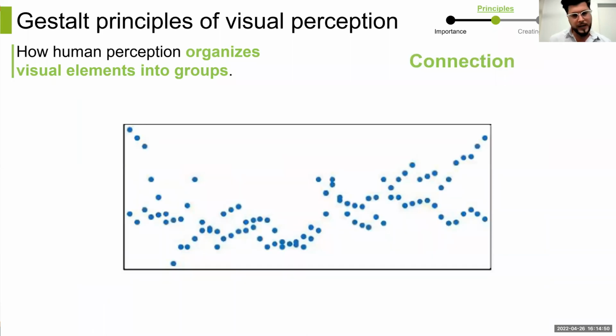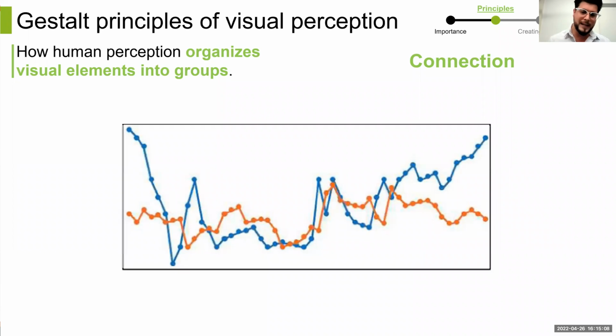Also, the concept of connection is when we perceive connected objects as members of the same group. So for example, take this series of dots. At first, we perceive a mass of blue dots as a single series. Adding color makes it clear they're two different series. And furthermore, connecting these dots makes it clear how they initially track each other, but then diverge into this specific map.